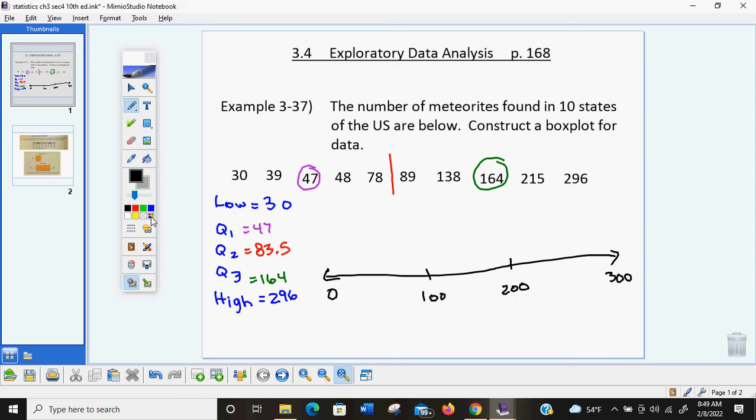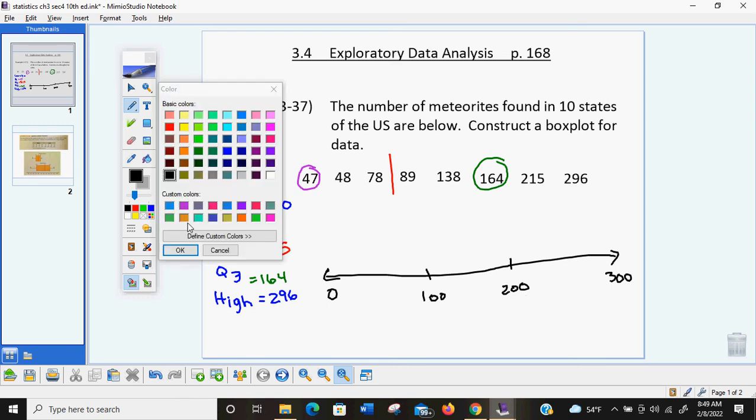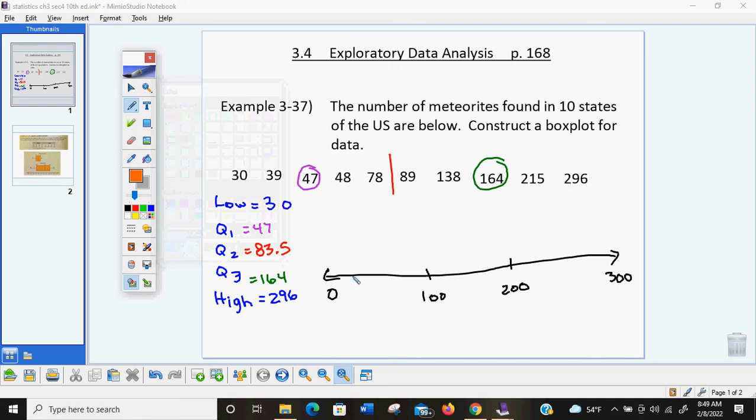Now here's what I'm going to do. I'm going to put these 5 numbers on here. So let me get a different color. My low is 30, so I'm going to put that right about here. I typically write the number on top. You don't have to, but it just helps me. My next one is 47. I'm going to put that right about here. 83.5, my Q2, I'll say that's right about here. My Q3 is 164. And my high is way down here, 296.